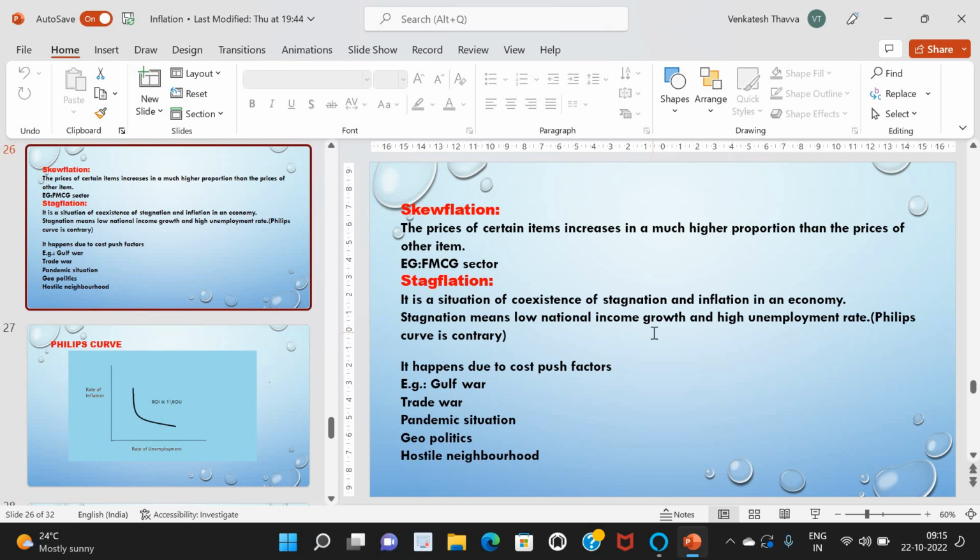Stagflation is basically a combination of high inflation and low growth. It is a combination of stagnation and inflation. It happens due to cost push factors.